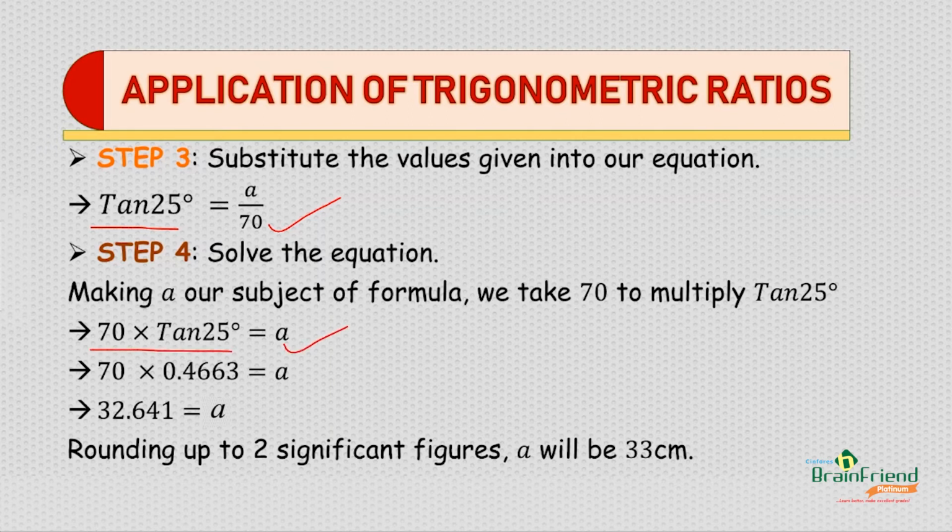Using our calculator or 4-figure table, tan 25 degrees will give us 0.4663. So this will give us 70 multiplied by 0.4663 is equal to A. 70 multiplied by 0.4663 will give us 32.641, which is equal to A. Now we have to give our answer in two significant figures. So rounding up 32.641 to two significant figures will give us 33 centimeters.